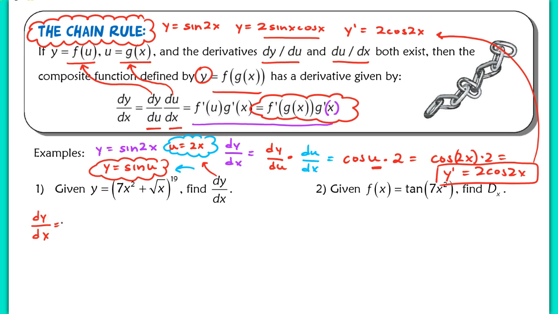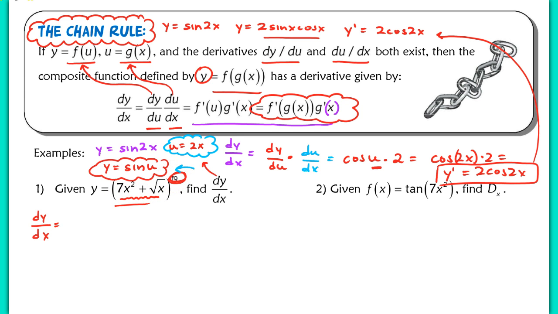Now, whenever you're working with the chain rule, you work your way from the outside inward. In other words, you're kind of peeling back like an onion. You want to work on your outer layers and work your way in. So in this particular function, I'm looking at a function that's raised to the 19th power. This is your inside function, and it's raised to the 19th power.